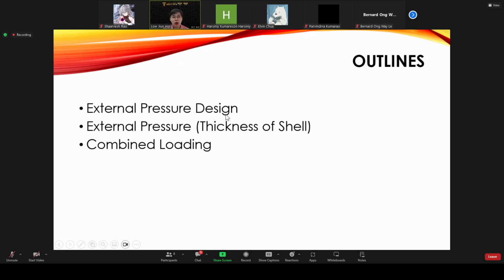Once we cover all the external pressure design and calculation, we will proceed to the combined loading, which I will explain later. So far, any question? Basically, these are the three subtopics that we are going to cover in today's lecture.